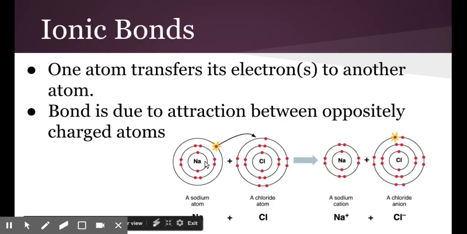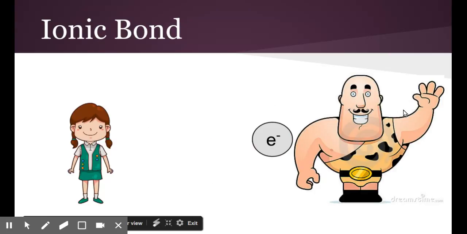So what happens is when sodium gives it away, it's going to become positively charged, chlorine picks it up, becomes negatively charged, and the two are attracted to one another. The way I think about this is if you had one really strong atom and one really weak atom, so if you had a tug of war between a Girl Scout and a strongman, the strongman's going to win, so he's going to get the electron. So that means one atom is just going to take this electron from the other.